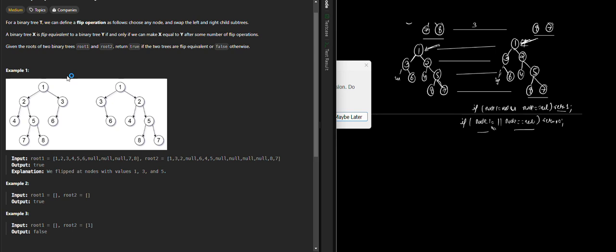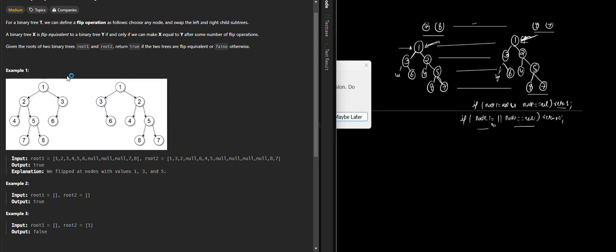Before going from left to right, we need to check the current node value, because both nodes are present. If the current node values are equal, then we can go to the next step, from left or right. Otherwise we directly return 0. For example, if here the value is 1 and here the value is 6, they are not equal, so we cannot proceed to the next step and return 0. If both values are equal, we can go to the next step.